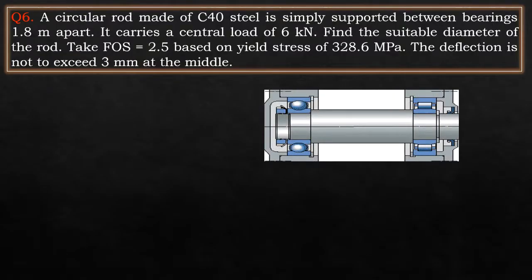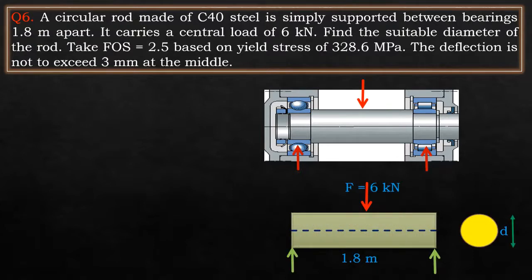So we can see a pictorial view where we have a shaft placed between two bearings. By considering these two bearings as supports and the load acting at the center, the pictorial view of this diagram can be seen in this figure. So there is a simply supported beam of length 1.8 meters or 1800 mm. There is a load acting at the center of the beam of 6 kilonewtons. The beam has a circular cross-section of diameter d. We need to find this diameter d.